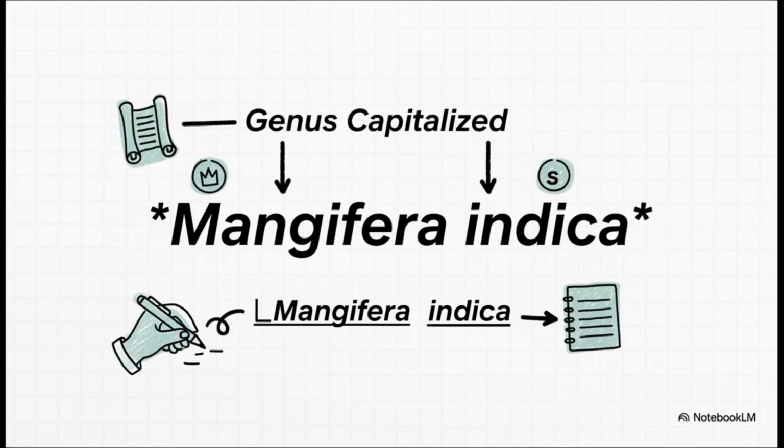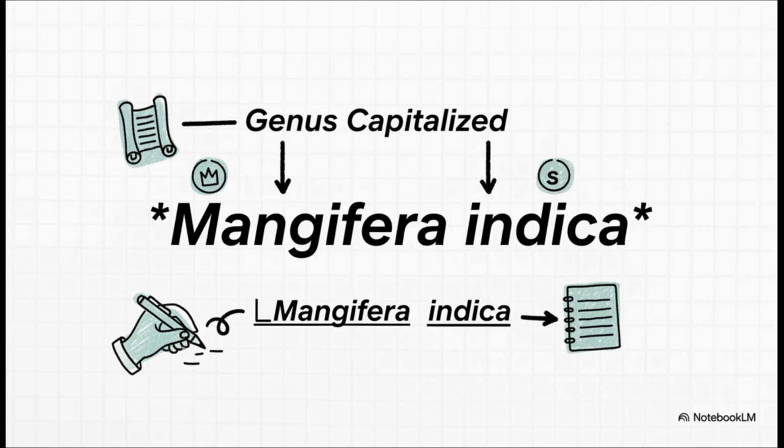Now, for this system to work, everyone has to follow the same rules, and these are super important for your exams, so listen up. Rule 1, the names are always in Latin and typed in italics. Rule 2, the first word, the genus, starts with a capital letter. Rule 3, the second word, the specific epithet, starts with a lowercase letter. And Rule 4, if you're writing it by hand, you have to underline each word separately. Don't connect the lines.